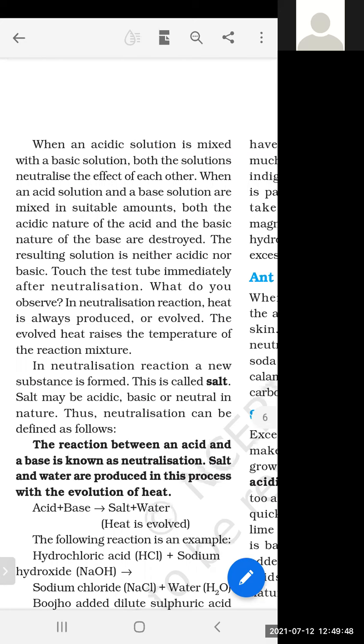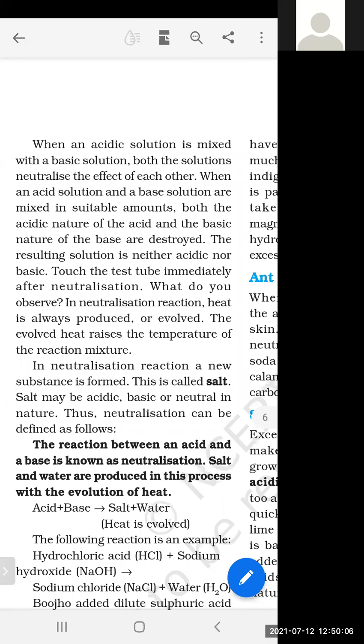The resulting solution is neither acidic nor basic. It is a neutral solution. Touch the test tube immediately after neutralization. What do you observe? In a neutralization reaction, heat is always produced or evolved.